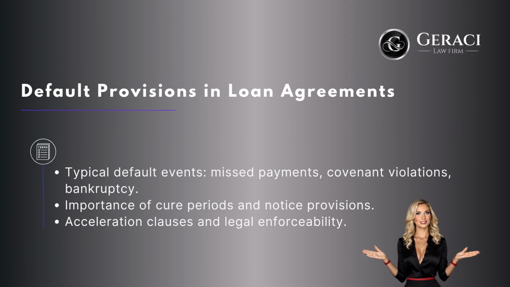Let's start by defining a default. Most loan agreements specify what constitutes a default, typically missed payments, failure to pay taxes, unauthorized transfers of property, or bankruptcy filings. These contracts often include cure periods, allowing the borrower a brief window to fix the issue. Acceleration clauses may follow, allowing lenders to demand immediate repayment of the full balance upon default. It's essential that these provisions are clearly drafted and legally enforceable under California law.